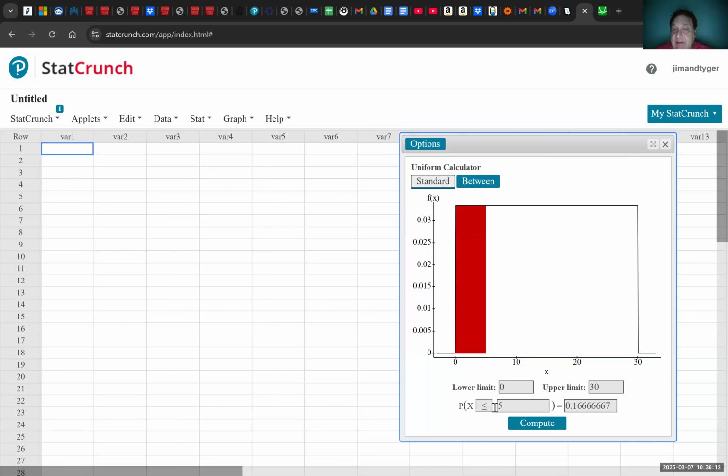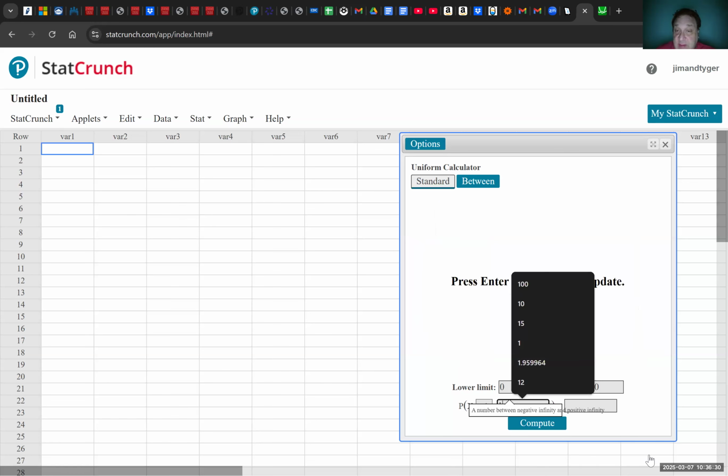This is the probability that it's greater than or less than 5. We want less than 10. Now, you may notice that there's no strictly less than or strictly equal to option and stuff like that. That's because it's a continuous distribution, so there's no difference between less than or equal to 10 and strictly less than 10. You get the same result.